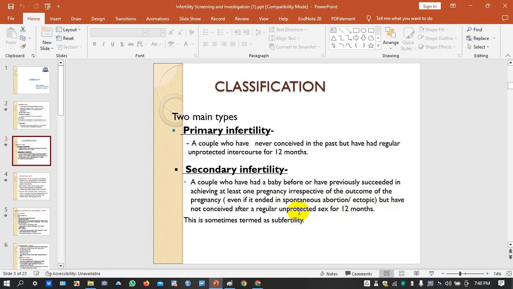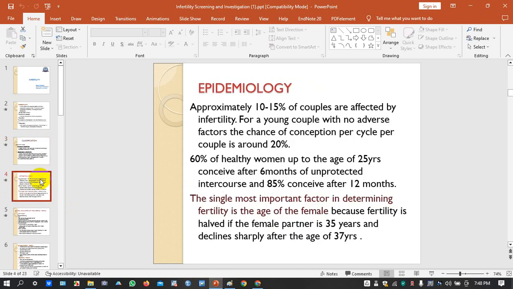And this one should have occurred within 12 months of unprotected sex. This is also sometimes called subfertility, or secondary infertility. So let's look at how infertility occurs. That is the epidemiology of infertility.